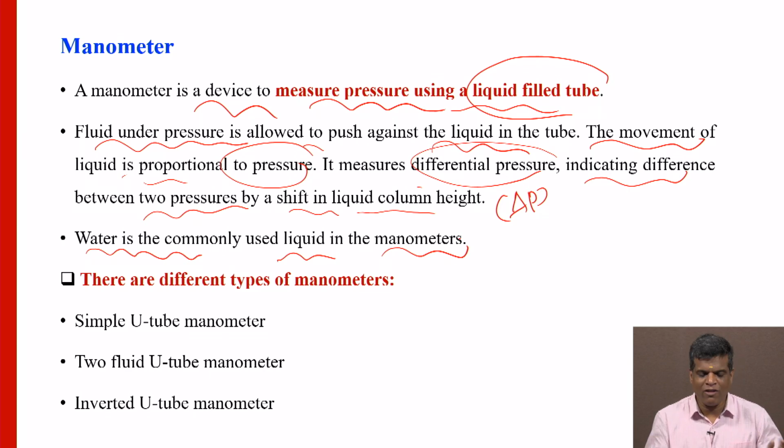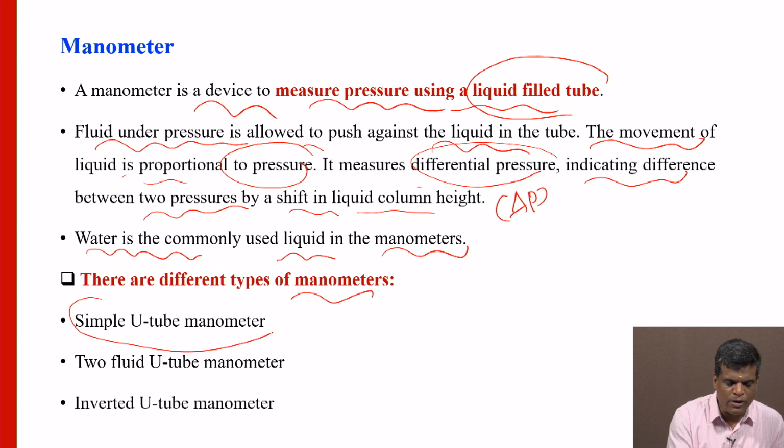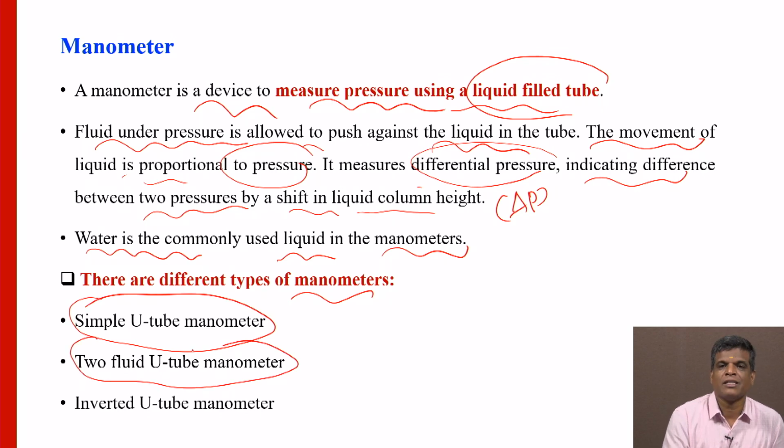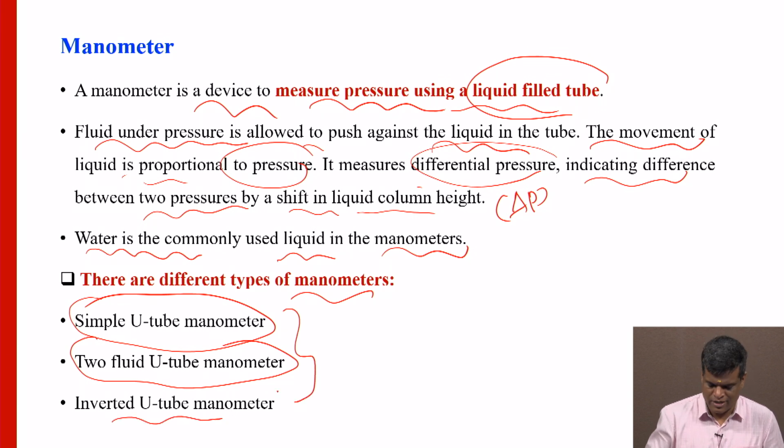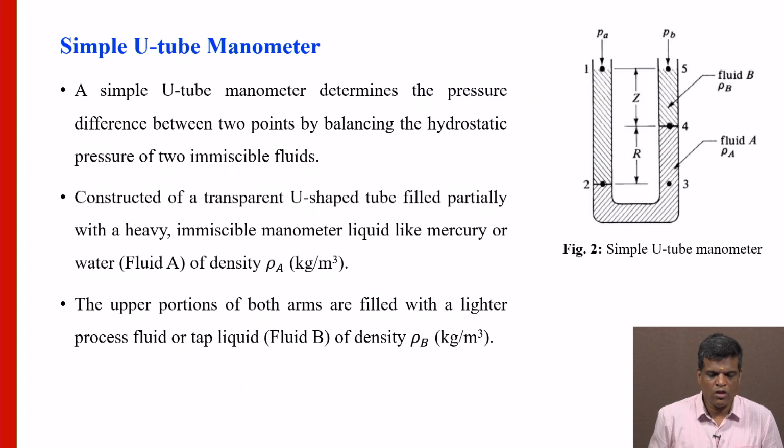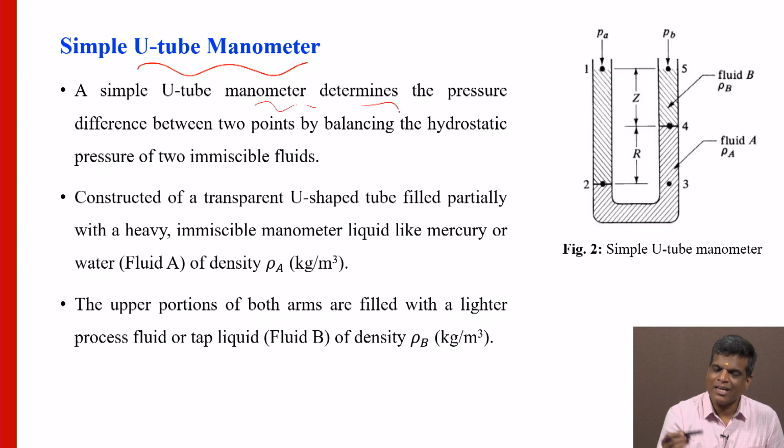So, what are the different types of manometers? One is the simple U-tube manometer, then there is the two fluid U-tube manometer, then the inverted U-tube manometer. So, these are the three types of manometers available. The simple U-tube manometer determines the pressure difference between 2 points.